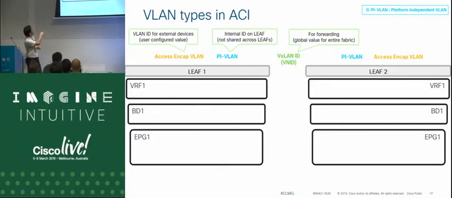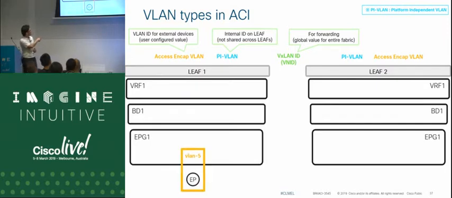So in ACI, we have 3 IDs: Access Encap VLAN, Platform Independent VLAN (PI VLAN), and VXLAN ID. Let's start with the Access Encap VLAN. Let's say we have Access Encap VLAN 5. This VLAN ID is what you configure on ACI and on the external device, and that is the VLAN on the wire. So we talk to the external endpoint with this VLAN. But internally, this is just an identifier for this EPG. We classify this endpoint to this EPG based on this VLAN information, the Access Encap VLAN.